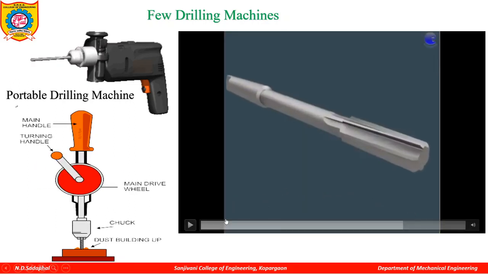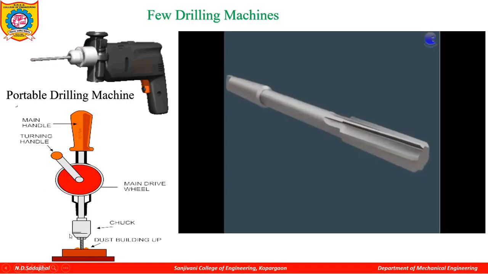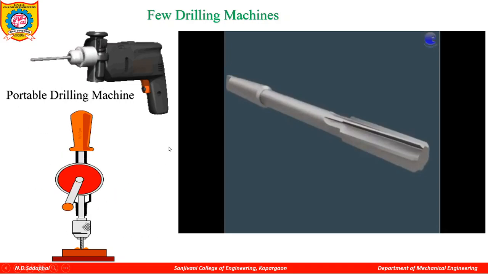Likewise, the different operations can be performed. Here you can see the hand drilling machine is also there, and this is a manual drilling machine. So here we have completed the operations on the drilling machine.